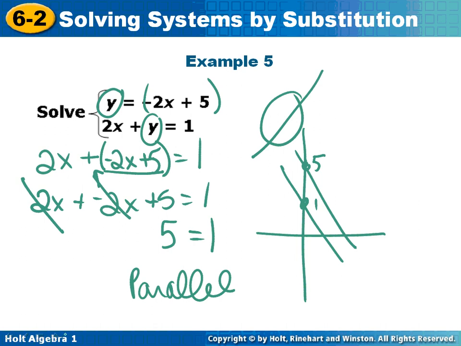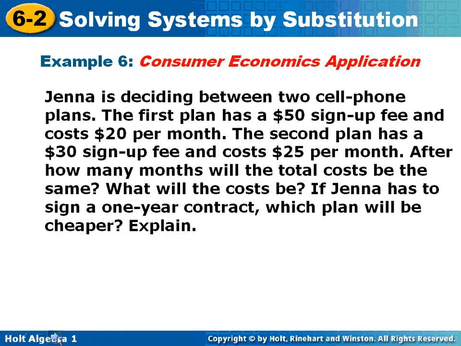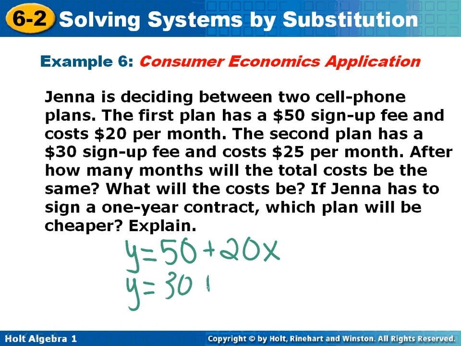All right, we need to try a word problem. Jenna is deciding between two cell phone plans. The first plan, I'm going to call Y, is a $50 sign-up fee, and it costs $20 per month. The second plan is going to be Y. It's a $30 sign-up fee and $25 a month. When she signs a one-year contract, which one will be cheaper? When will they be the same, and what will the costs be?